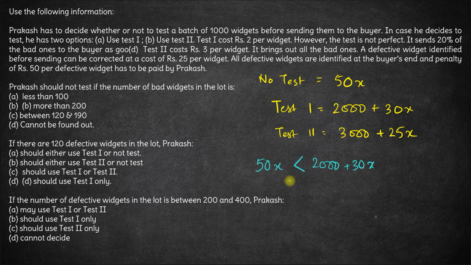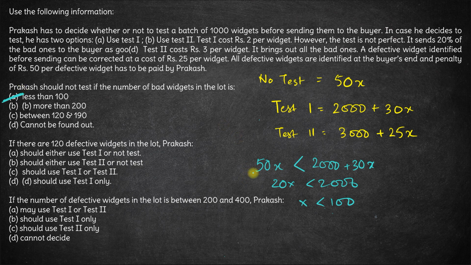So 50x minus 30x is 20x, which is less than 2000. So x comes out to be less than 2000 upon 20, which is 100. So if the number of bad widgets in the lot is less than 100, in that case Prakash obviously would not want to test. So the answer to this question will be option A. Prakash will not use a test if the number of bad widgets is less than 100.